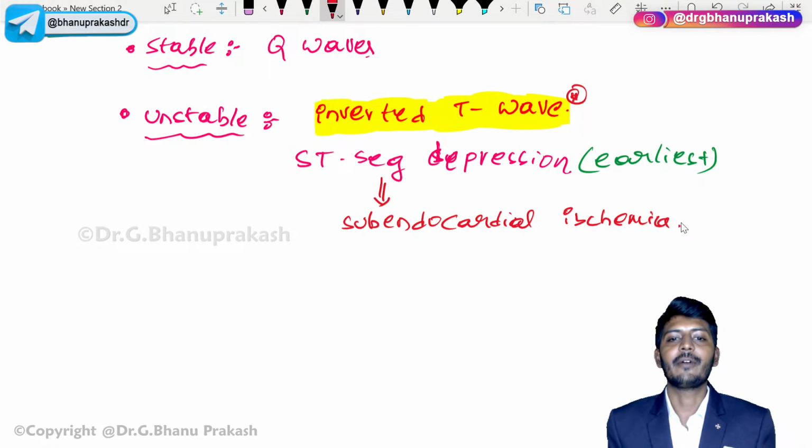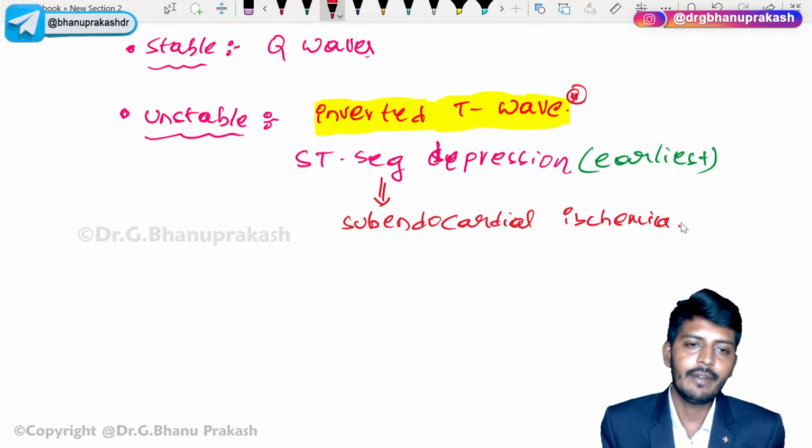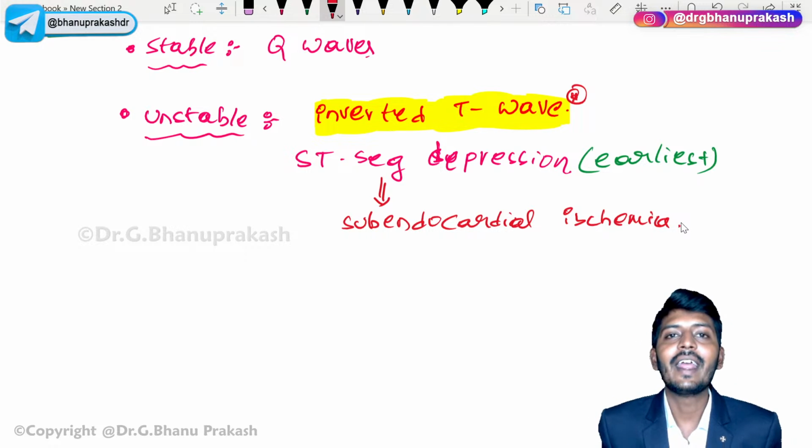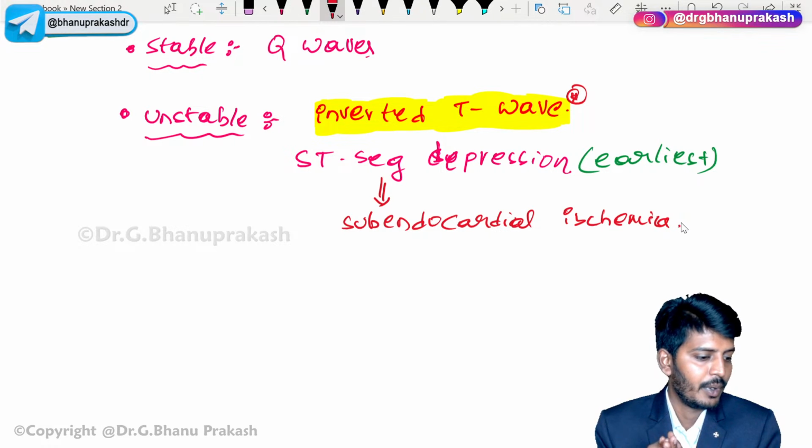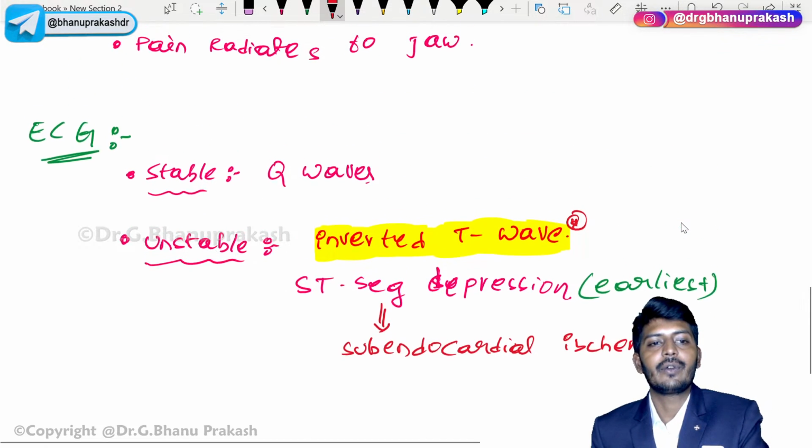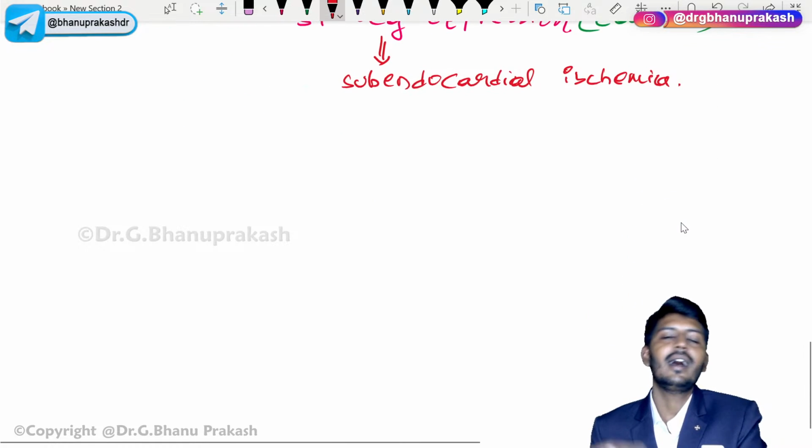So the first sign is ST depression, then inverted T wave, then you can also get a Q wave. Then the patient will say, oh my God, my heart is paining, right? Your heart is paining because of what? A lack of oxygen. Okay, so that is the story of the ECG changes with angina.